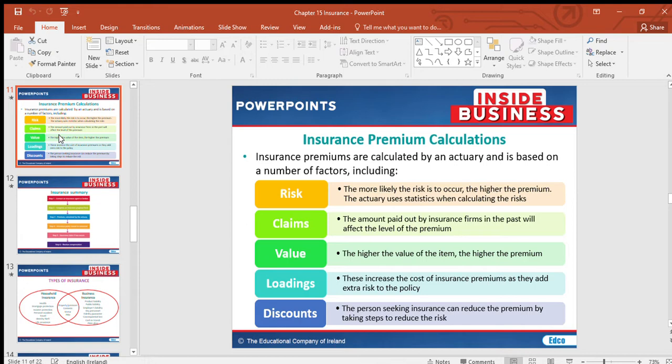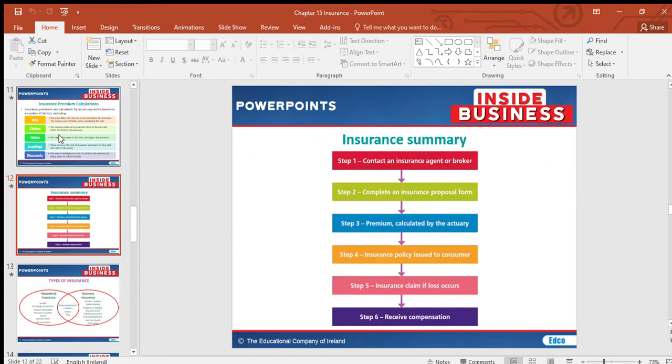There are the different factors: the risk, claims in the past by you or other people, the value of the item you're insuring. The loadings may be extra policies they might add on, or extra risks that are potentially present for that person for the policy, and they'll add on costs. Obviously, there are ways you can get a discount on your insurance.